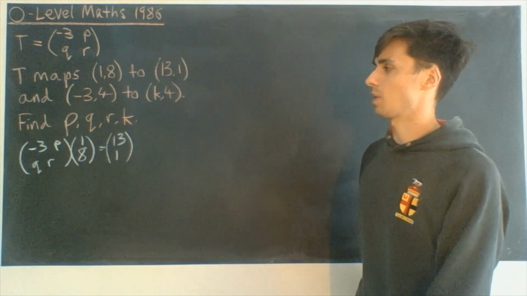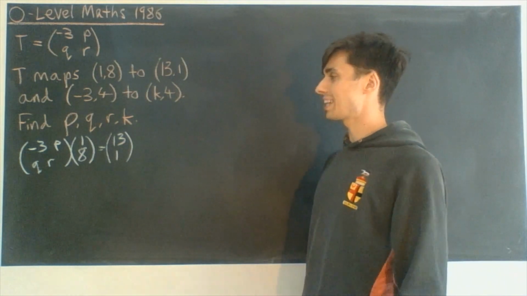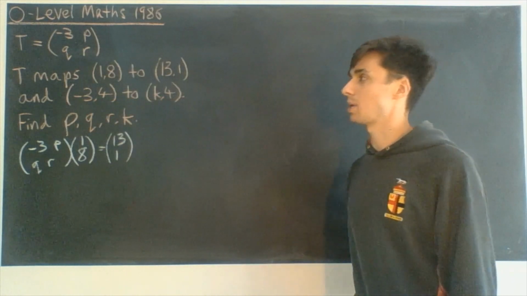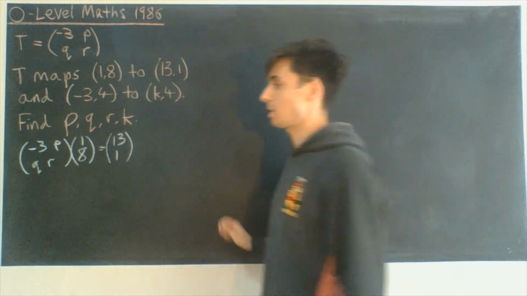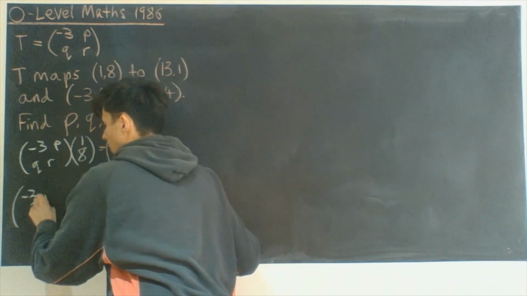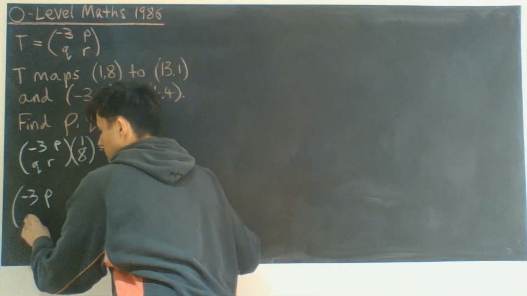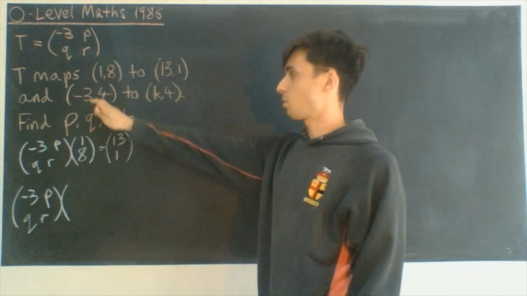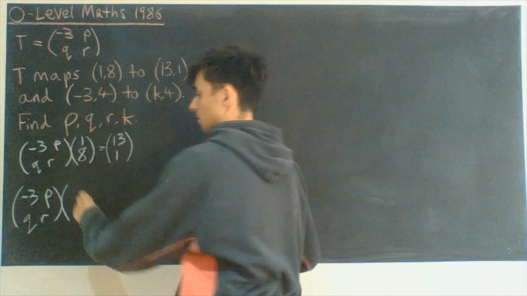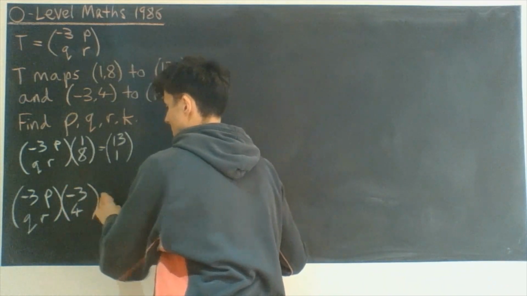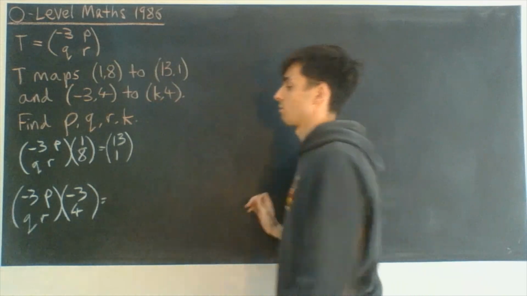Well, that's a first bit of information, and we can also say the exact same thing for our second piece of information. So the same matrix, minus 3, P, Q, R, acting on this point, (minus 3,4), well, it maps that to (K,4).